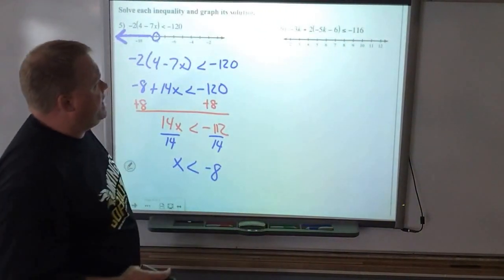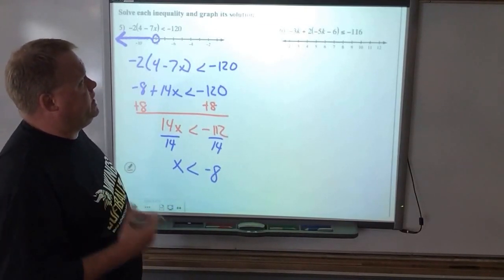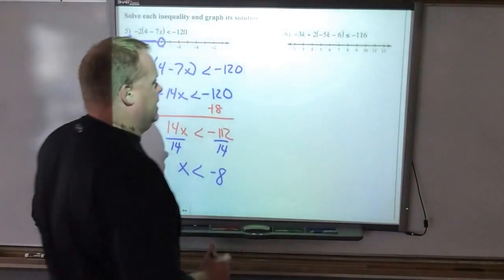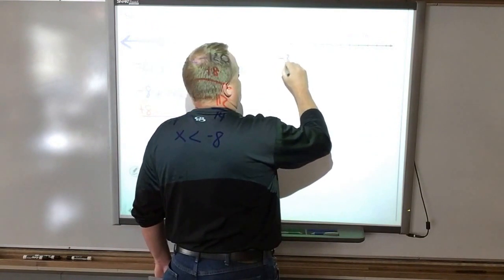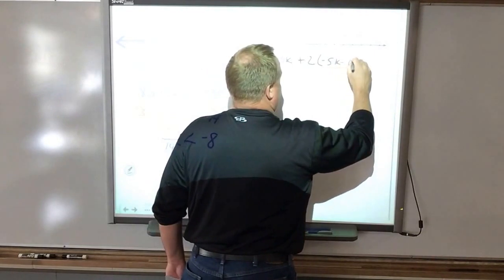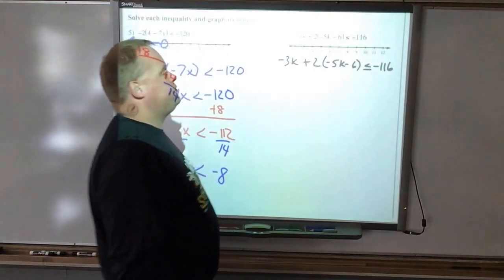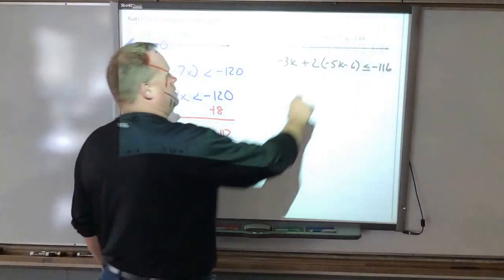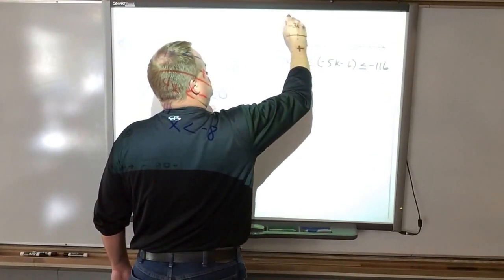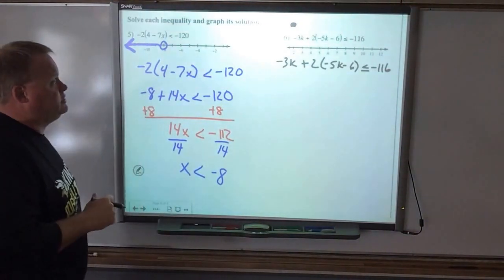I have negative 3k plus 2 times negative 5k minus 6 less than or equal to negative 116. This one looks fun. I like this kind of problem. One of the first things I notice is I'm going to less than or equal to, so I know I'm going to have a solid dot. When I go to graph, it's going to be solid because I've got an equal to.